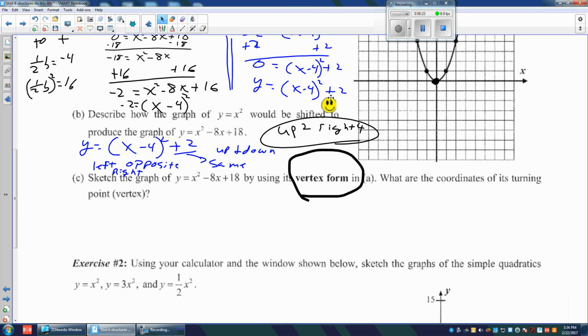whole vertex form part where we have to, what are we doing? We're shifting it to the opposite direction. This looks like negative 4. Looks like we're moving it to the left. No, we're not. We're moving it to the right 4. Looks like we're going to, yep, positive 2, same direction. So you move it up.